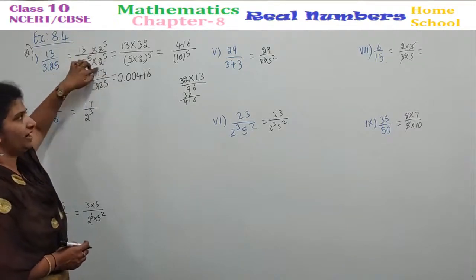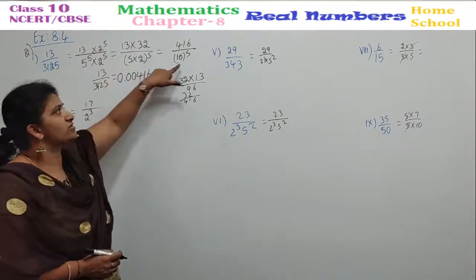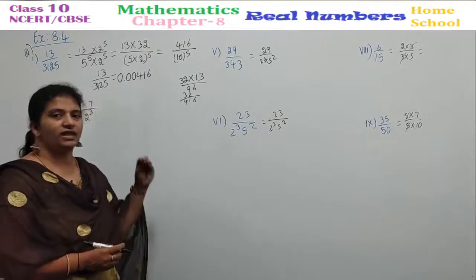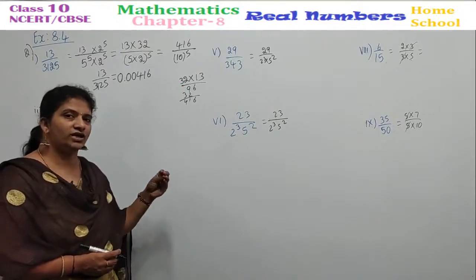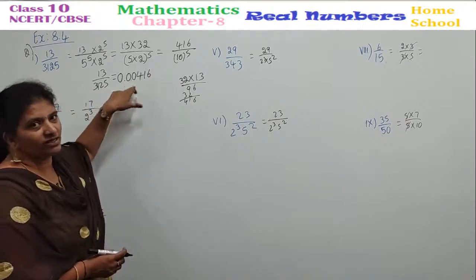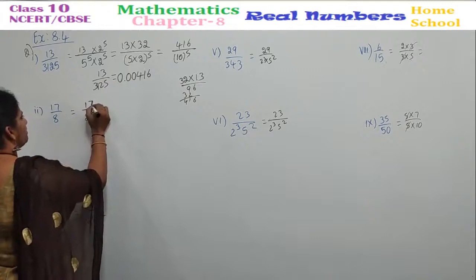Multiply for numerator and denominator, right? Numerators you multiply, denominators also you multiply and write. 10 power 5 means you will be having 5 zeros. If you want to convert into decimal expansion, you need to put a point before 5 decimal values. Now next one, second problem.